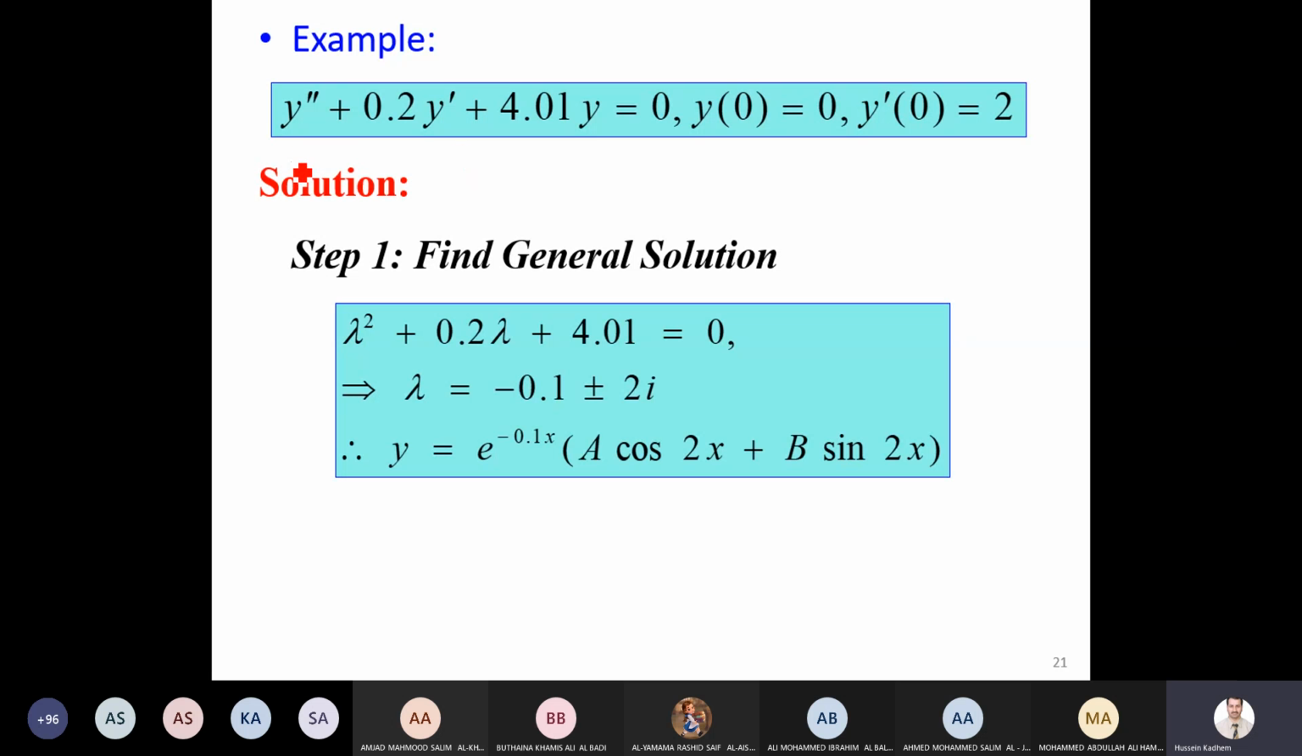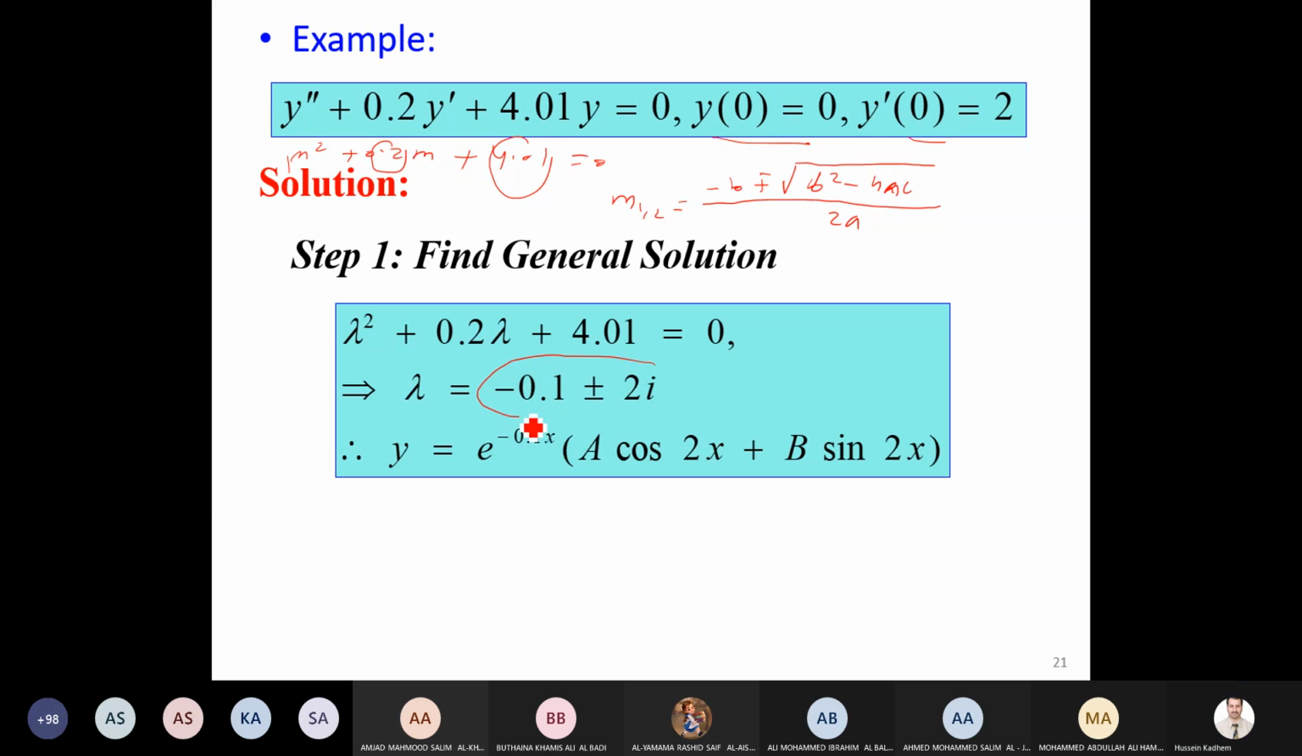This is m squared plus 0.2m plus 4.01 equals 0. He gave me initial conditions to find the constants later on. Let me start working: m1, m2 equal the quadratic formula, because here I have 4.01. So I will write minus b plus or minus, as we learned in foundation and in secondary school, square root of b squared minus 4ac over 2a. Then I have here a is 1, b is 0.2, c is 4.01. I substituted and solved.